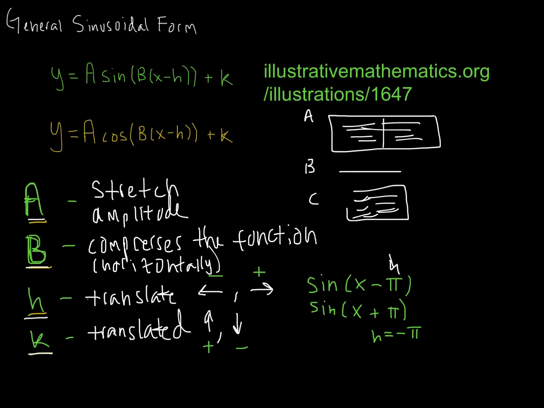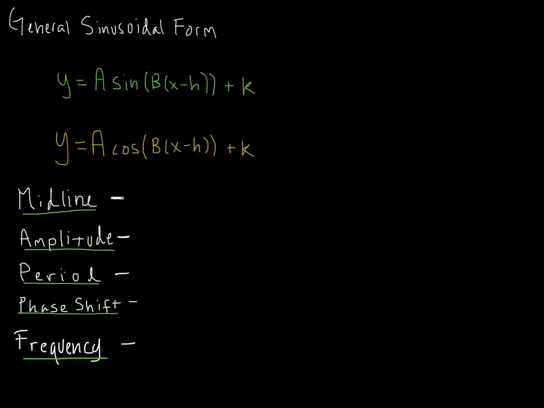amplitude, and so on, using these values. All right, so we want to talk about the midline, amplitude, period, and then there's a couple things here that I haven't mentioned yet, but that will make a lot more sense based on these things here. So first, let's talk about the midline, and what we want to do is look at our function and say, okay, based on the values of a, b, h, and k, what is our midline going to be? So pause the video right now.